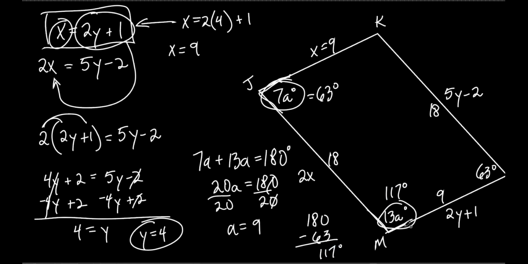So what do you think 9 times 13 is? 117. Exactly. All right. Now, what's K without doing any math at all? Is 117, because the opposite angles of a parallelogram are equal to each other.